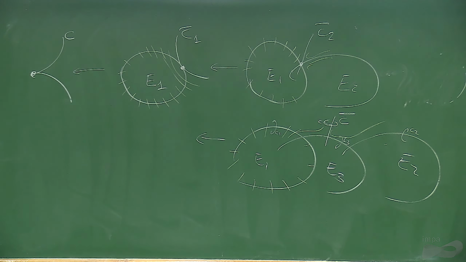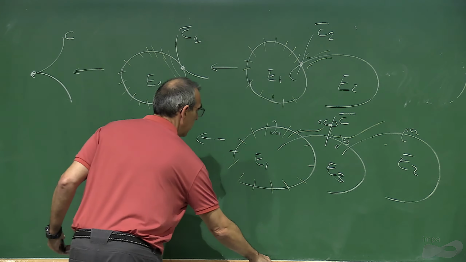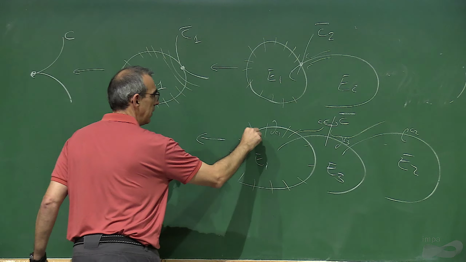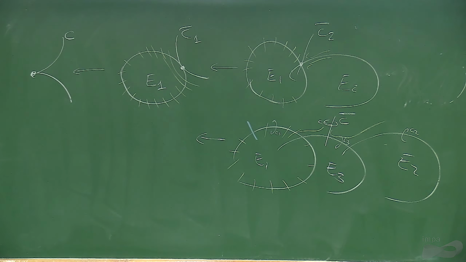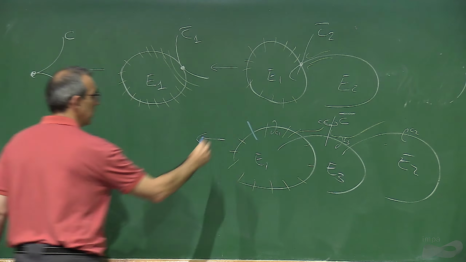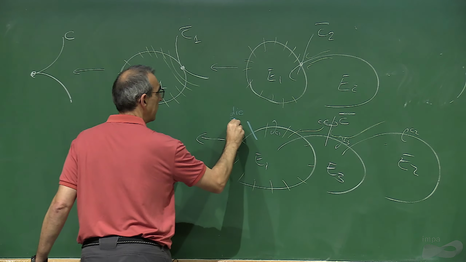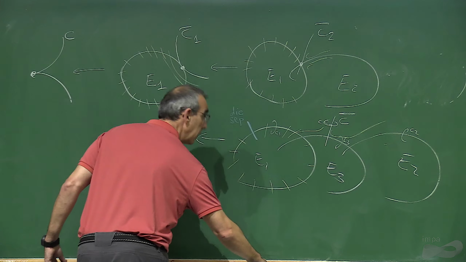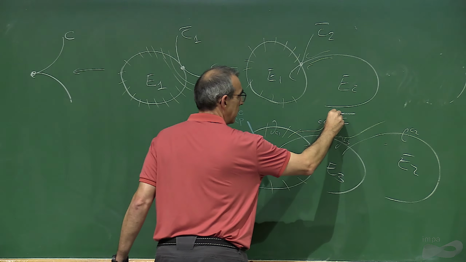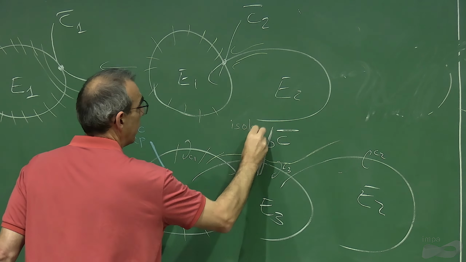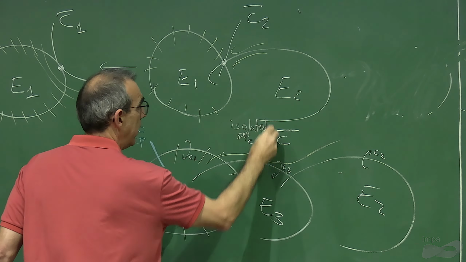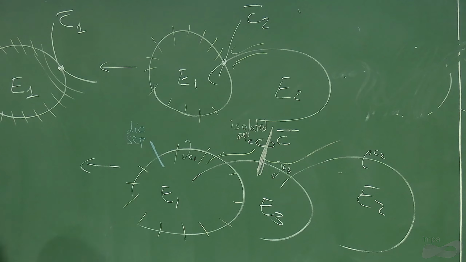A separatrix is called dicritical if it arrives to a non-invariant irreducible component of the exceptional divisor. It's a dicritical separatrix, and a separatrix is isolated when it arrives to an invariant irreducible component of the exceptional divisor.